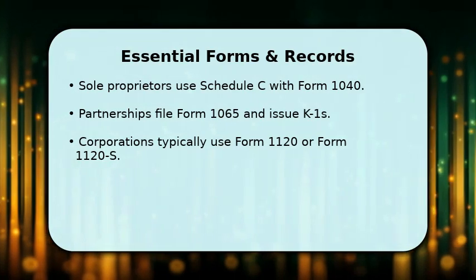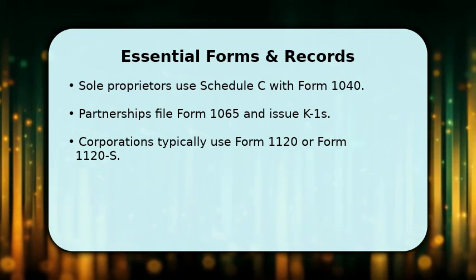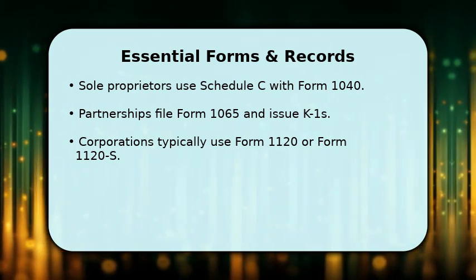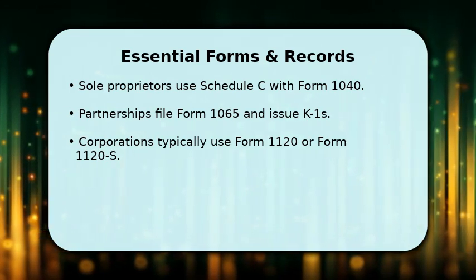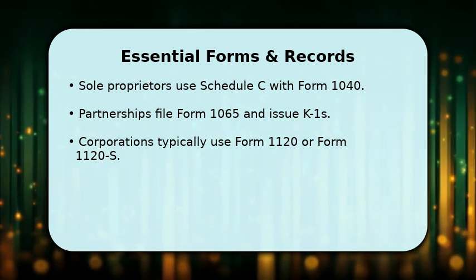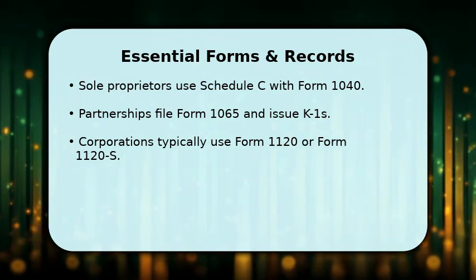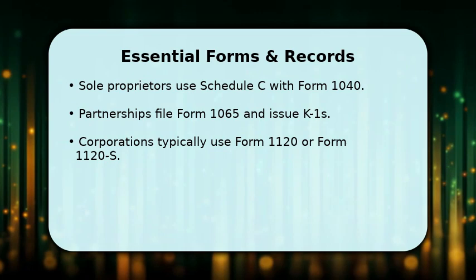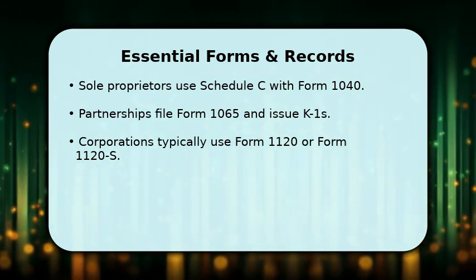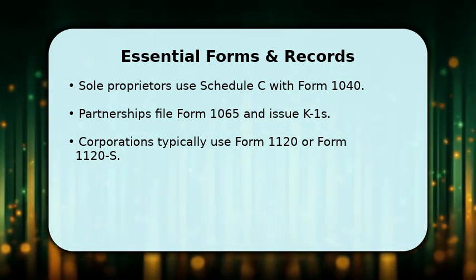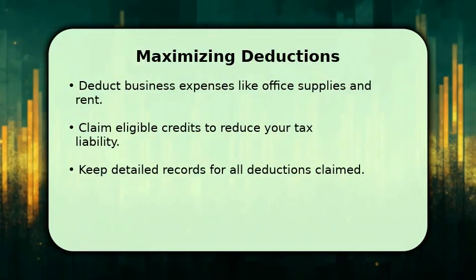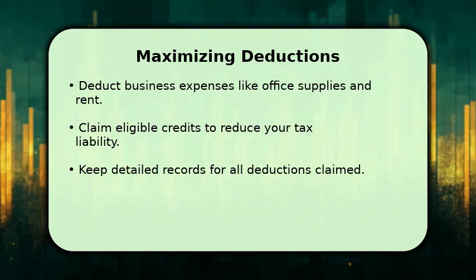Knowing the right forms is crucial for accurate filing. If you're a sole proprietor, you'll generally use Schedule C, profit or loss from business, attached to your personal Form 1040. Partnerships, on the other hand, file Form 1065, U.S. Return of Partnership Income, and provide Schedule K-1s to their partners. Corporations will typically file either Form 1120 for C corporations or Form 1120S for S corporations.